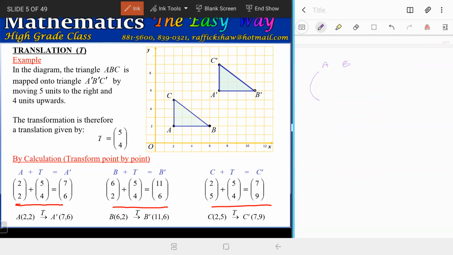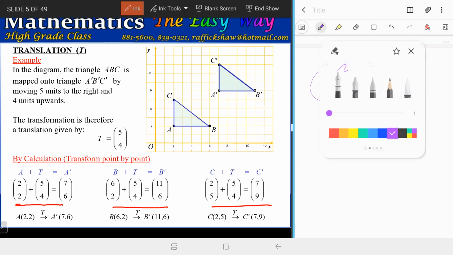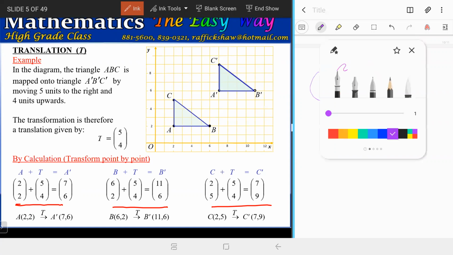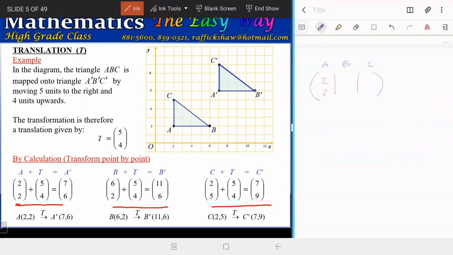A, B, C. It's not really a 2 by 3 matrix, you know. It's really three column matrices in one. I put the three of them in one just to speed up the process. Then I put the first matrix (2, 2), which is the column matrix for A. The column matrix for B would be (6, 2). The column matrix for C would be (2, 5).